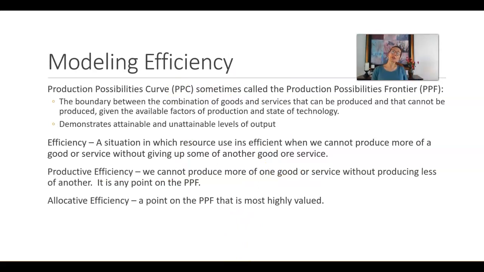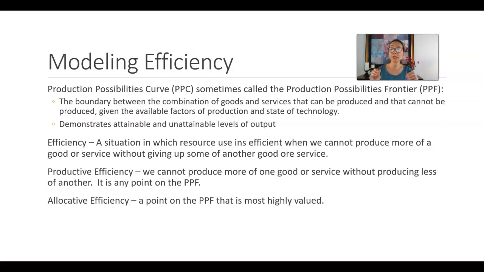The production possibilities curve or model is also used to model efficiency. So again, the line or that boundary that we drew shows us all the combinations of goods and services that can be produced and those that cannot be produced, given our assumptions of fixed technology and fixed resources. So efficiency in economics is a situation in which all of our resources are being used and we can't produce more without giving up more of another item.